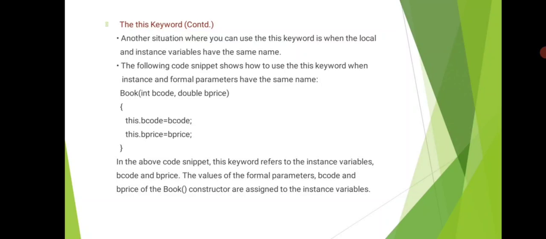Okay, in the above code, this keyword refers to the instance variables b code and b price. The values of the formal parameters b code and b price of the book constructor are assigned to the instance variables. So here the formal arguments b code and b price are assigned to the b code and b price written with the this keyword. This is always pointing to the current object. So this points to the variables b code and b price in that current object, and the instance variables are initialized with the formal or local variables coming in.